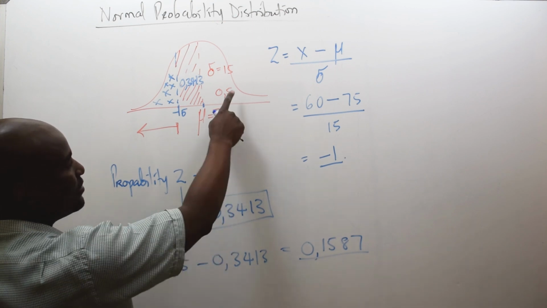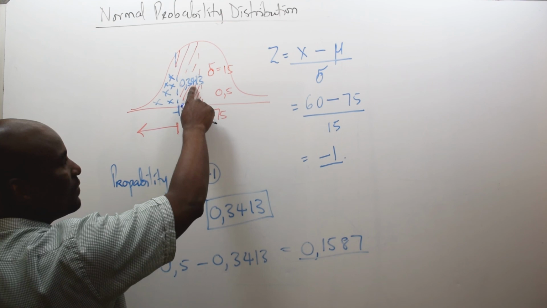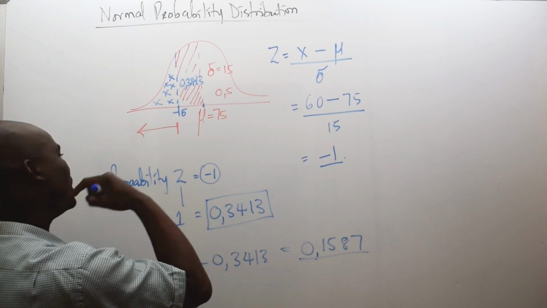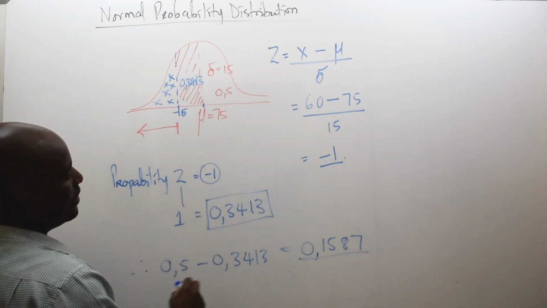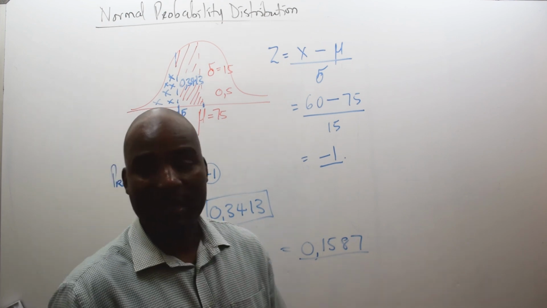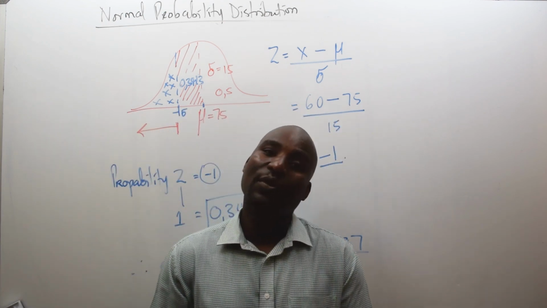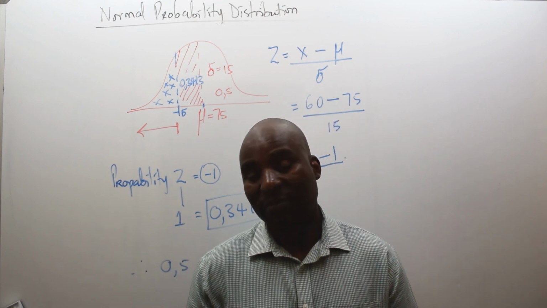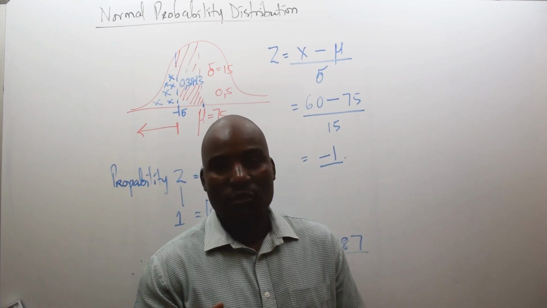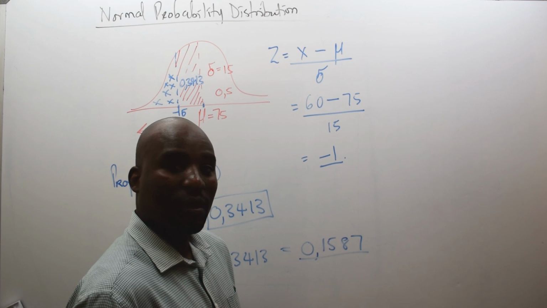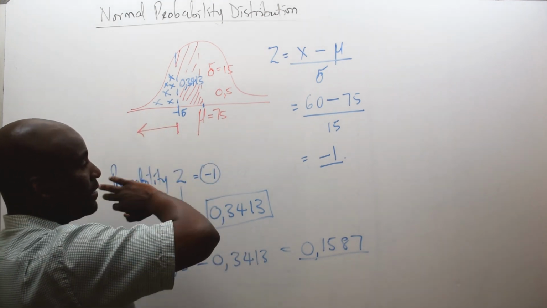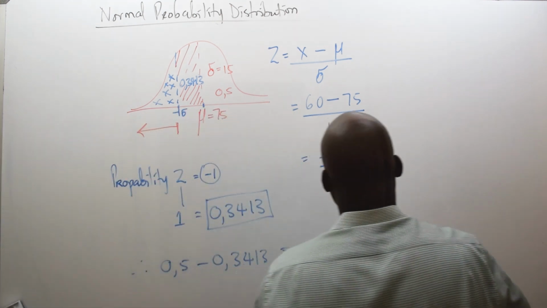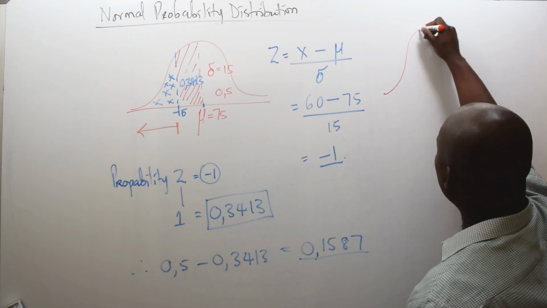One could have said 0.5 plus 0.3413, which gives you about 0.8413, take away from 1, because you're looking at the whole area, it will still give you your 15.87%. So that's how you work out the normal probability distribution using the normal Z formula. You can be asked to calculate areas in between, or areas that are less than, or areas that are more than. What you need to be able to do is to draw the diagram.